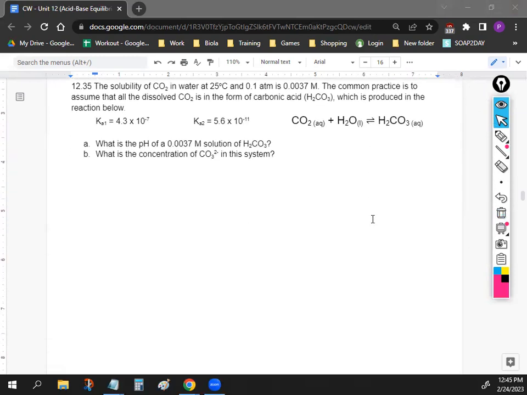Alrighty, so let's do 12.35. And I will go through this step by step with you guys just so that we're all on the same page. And then we will move on to the next one where you guys can try this double ICE table problem on your own.